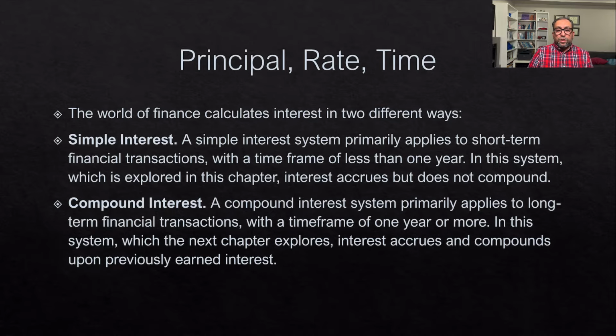The world of finance calculates interest in two different ways, as I mentioned: simple interest and compound interest. A simple interest system primarily applies to short-term financial transactions with a time frame of less than 1 year. In this system, which is explored in this chapter, interest accrues but does not compound. For example, if someone borrows $100 for 2 years at a 10% interest rate, simple interest says that you have to pay $10 after year one and $10 after year two.